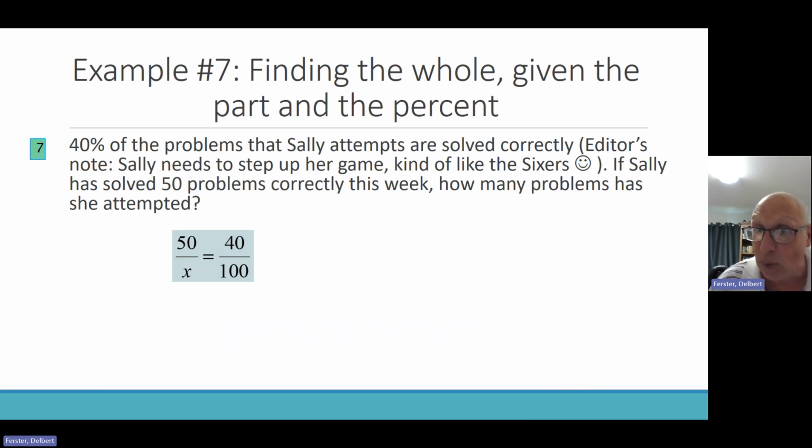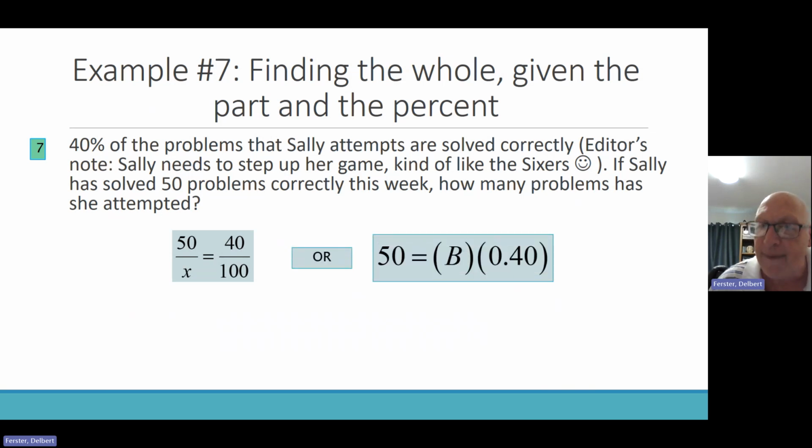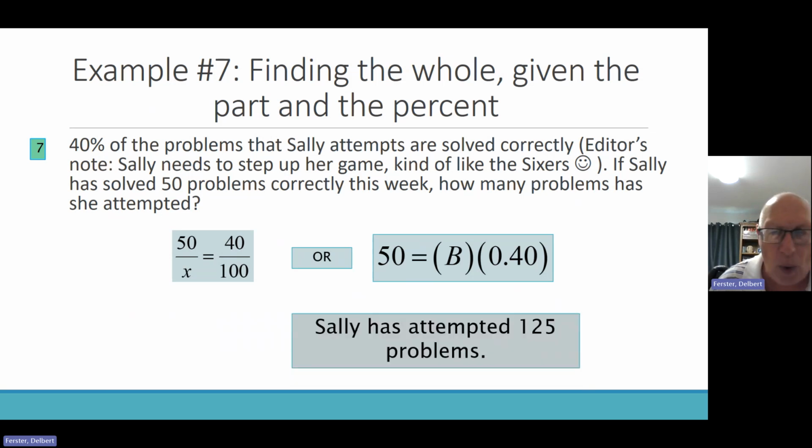You know she got 50 right, so you know the part. 40% sets in as 40 over 100. Formula look, 50 is the portion, trying to find the base, the rate at 40%. All right, either way gets you to Sally having attempted 125 problems on that particular set.